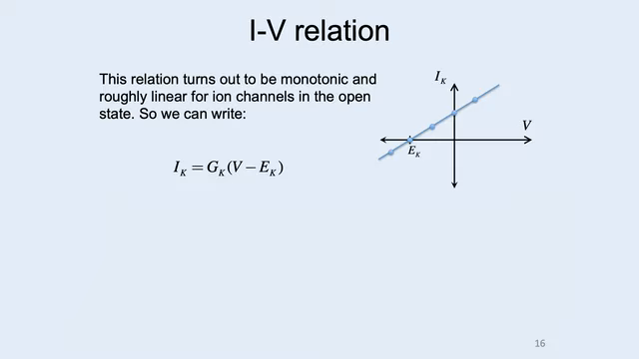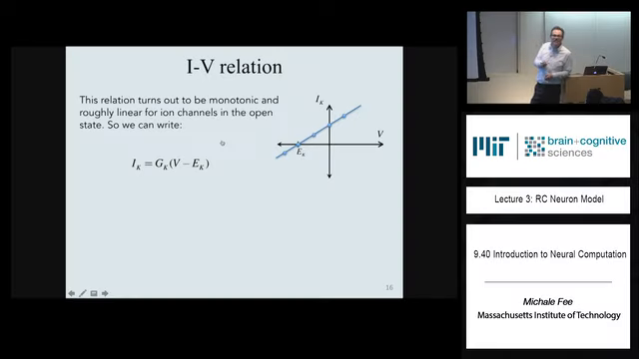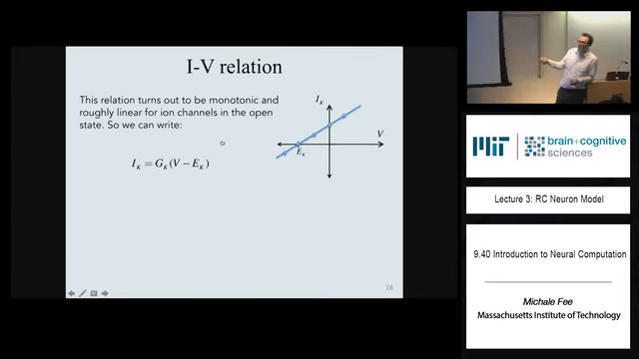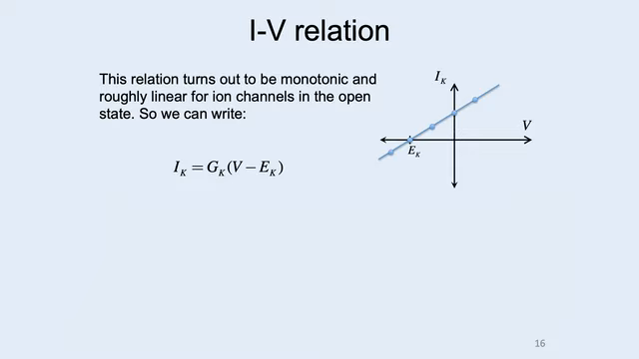Okay, so the equation for something that looks like this, a straight line that's offset from 0, is just this. This expression right here is going to be our basic model for how we describe the current through an ion as a function of the voltage of the membrane. So the potassium current is just the potassium conductance times the difference of the membrane potential from the reversal potential. Okay, so IK equals GK times (V minus EK).